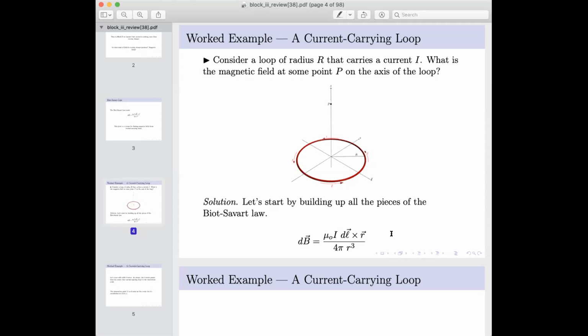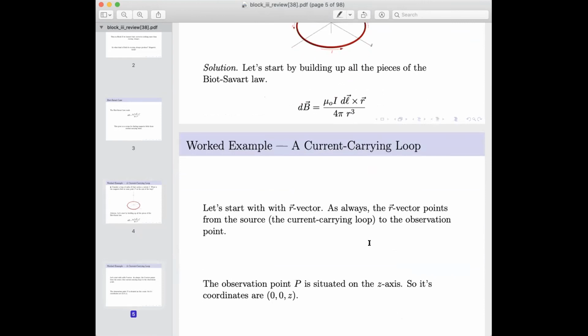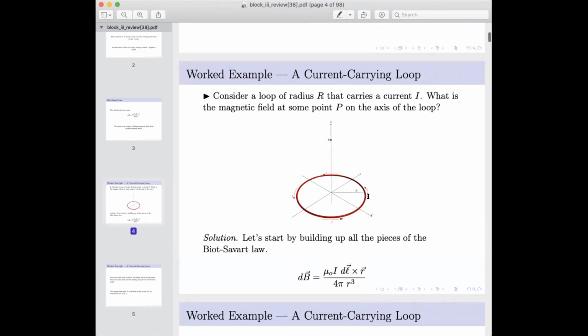And so those kinds of things are more triggers for using Faraday's law or Ampere's law for other problems. So for here, we can start with our R vector, right? We know here that our R vector always points from the source, which in this case is our loop, because that's where our current is, to the point where we're measuring.